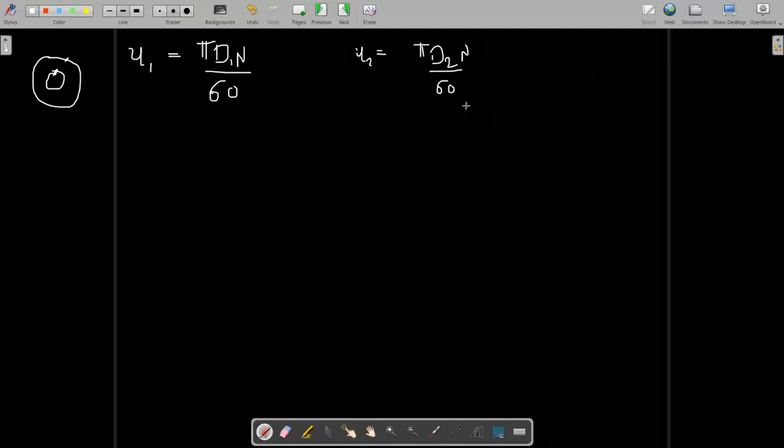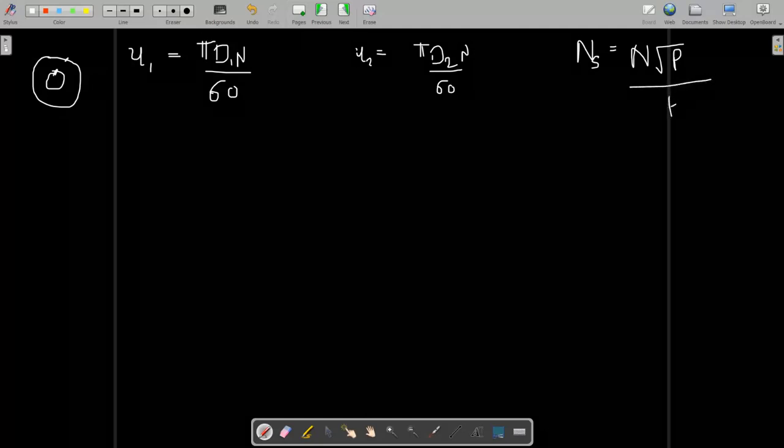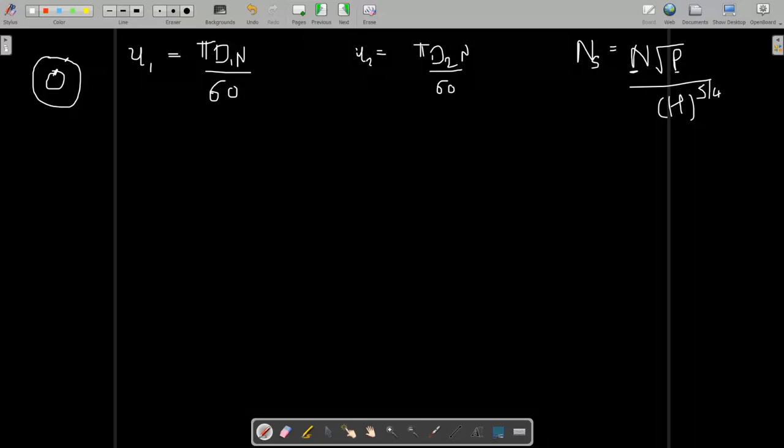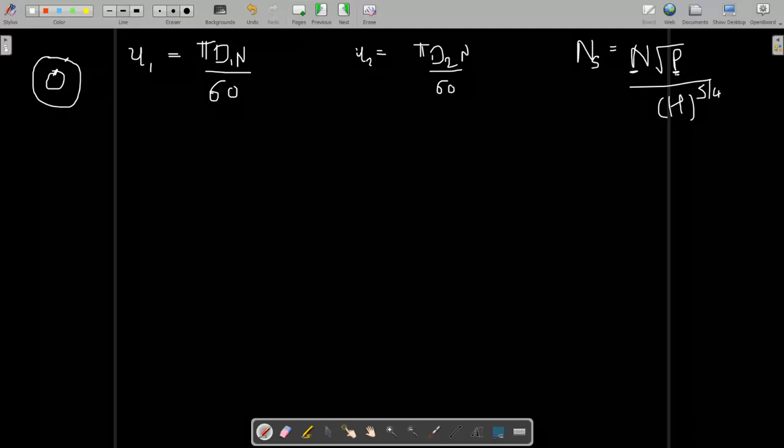Ns wherever I use, that is specific speed, and for a turbine it is given by N under root P upon H raised to 5 by 4. But here you have to remember the unit of N must be in rpm, power must be in kilowatt, not in watt, and head must be in terms of meter.